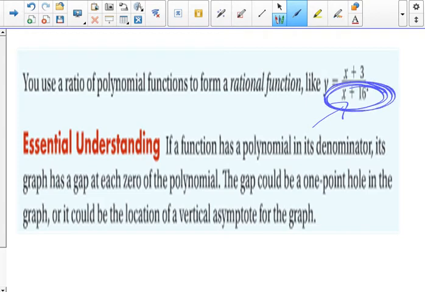When x is equal to negative 16. I heard 16, but be careful of the signs.